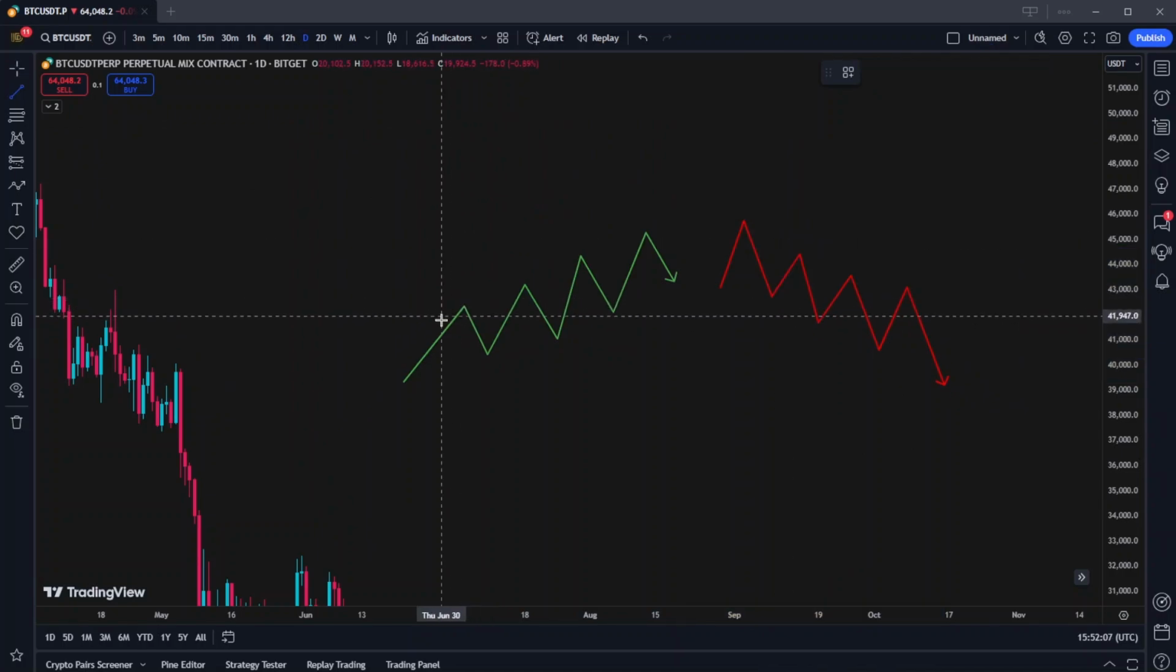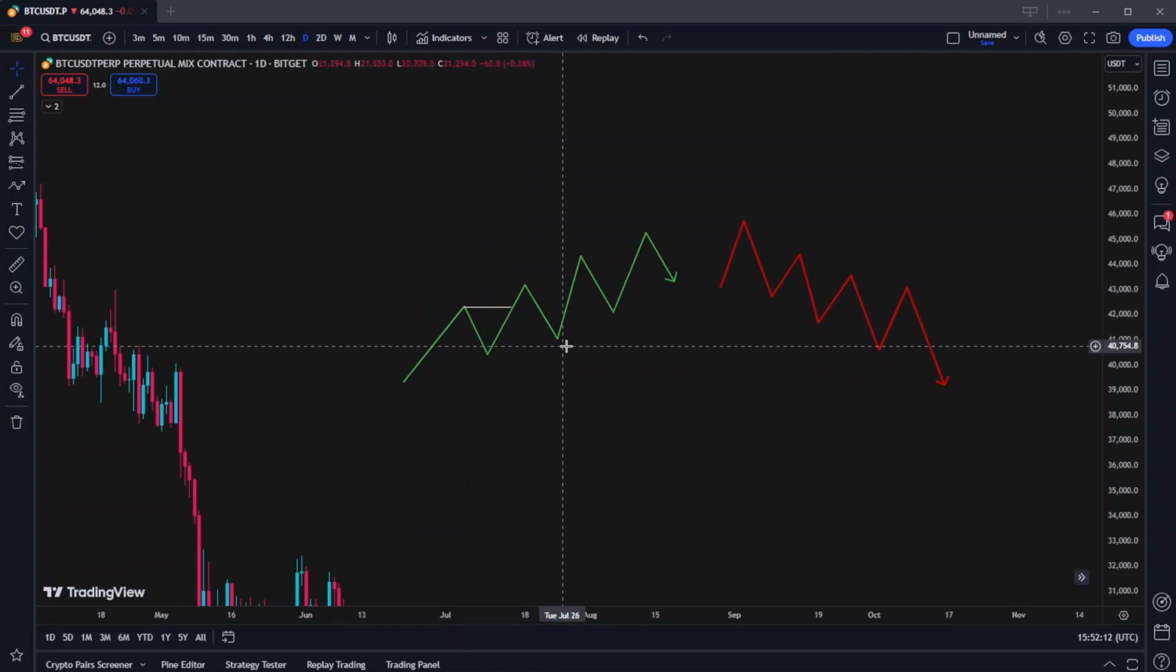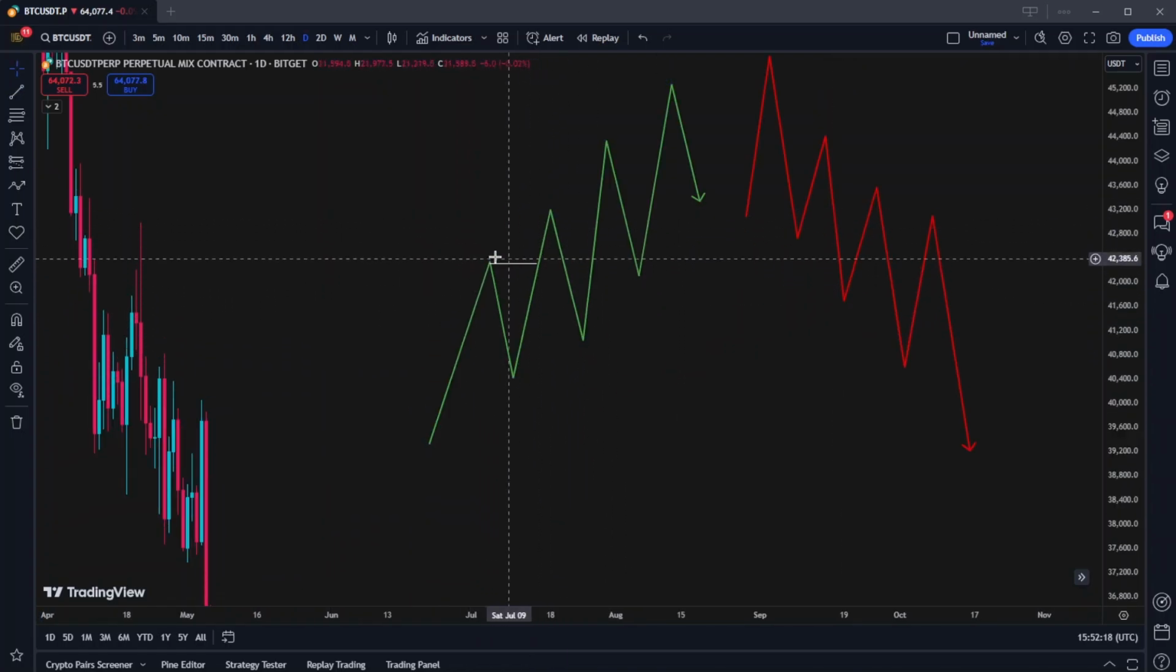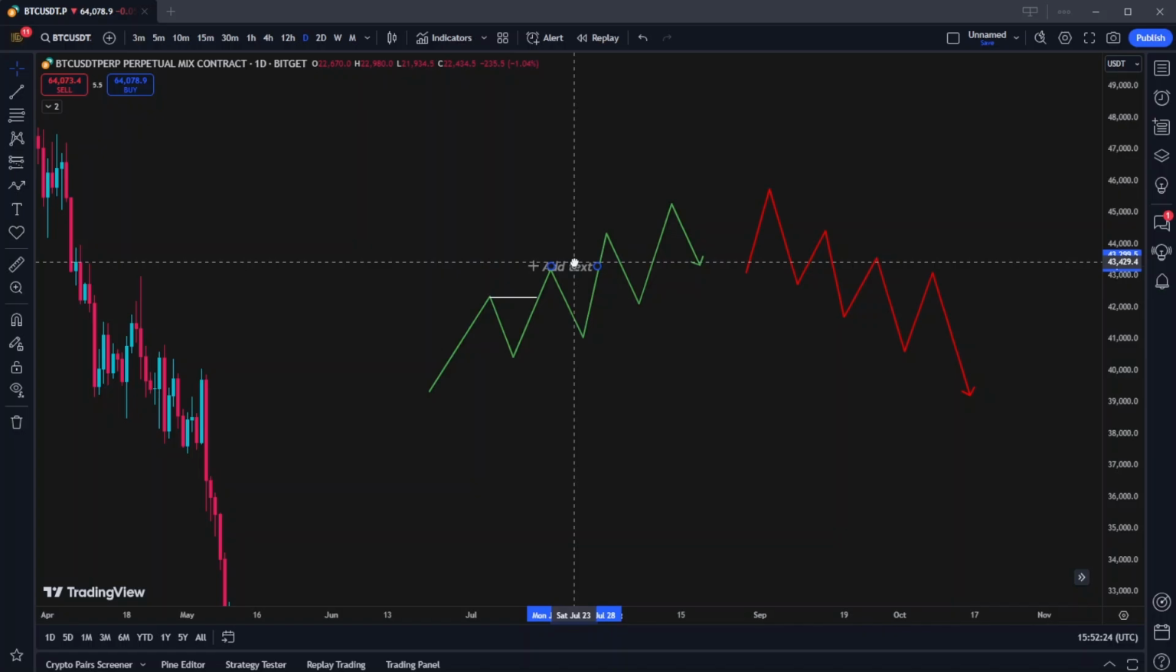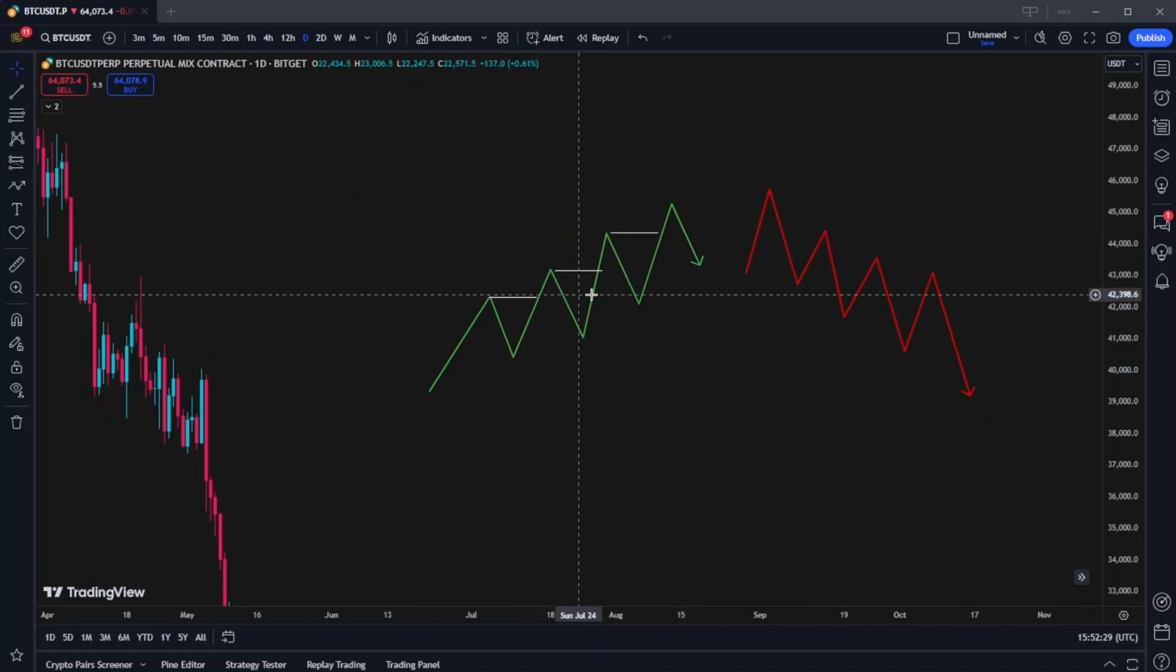To start off, we have our higher high and higher low. And this is the break of structure right here. Because the new high broke past the previous high, we have created a break of structure. And this break of structure occurs every time this break happens. Each time it happens, it's called a break of structure.